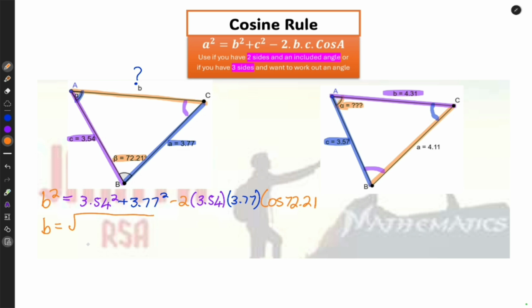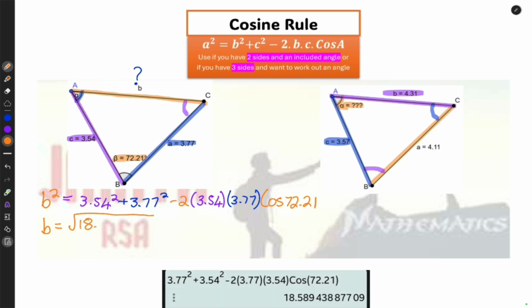So I'm looking for b and not b squared, so I know I'm going to use the square root, and if I type in that entire line on my calculator, it tells me it is going to be 18.589 and lots of decimals.